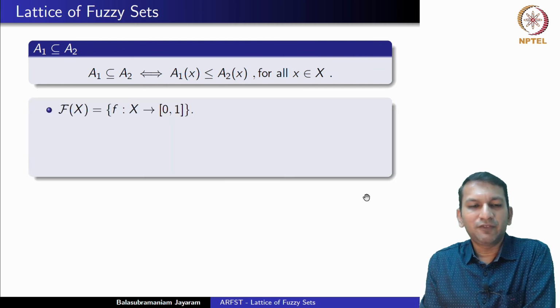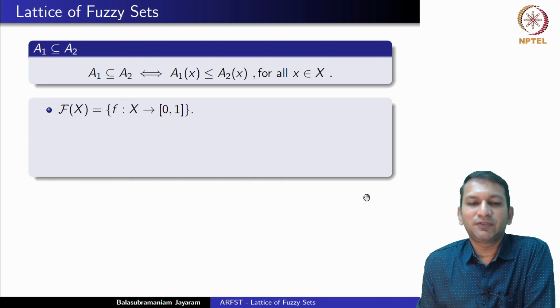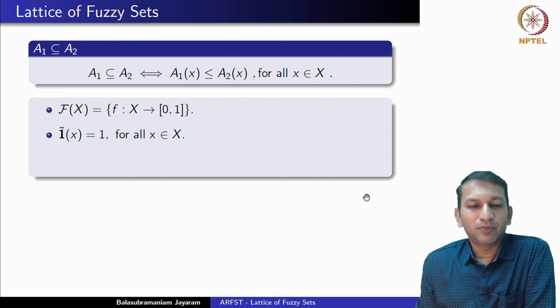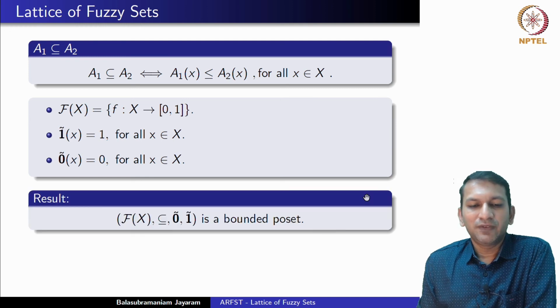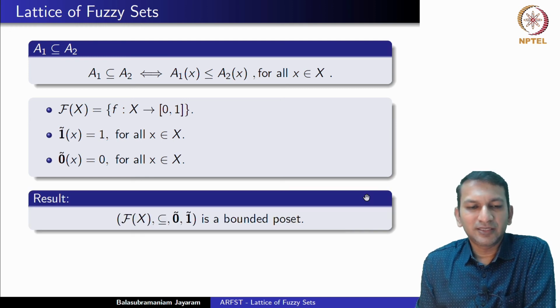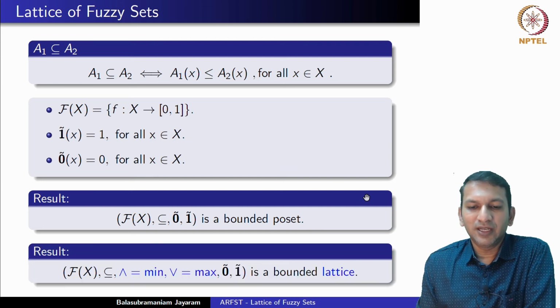We have seen that if we consider F(X) to be the set of all fuzzy sets defined on the domain X, and by 1 tilde we denote the function which takes the membership value 1 throughout X, and by 0 tilde the function whose membership value at every point of X is 0, we have seen that considering this set of fuzzy sets, the usual pointwise ordering and these two functions 0 tilde and 1 tilde, it is a bounded poset. However, we can go one step further and say that this actually becomes a bounded lattice.